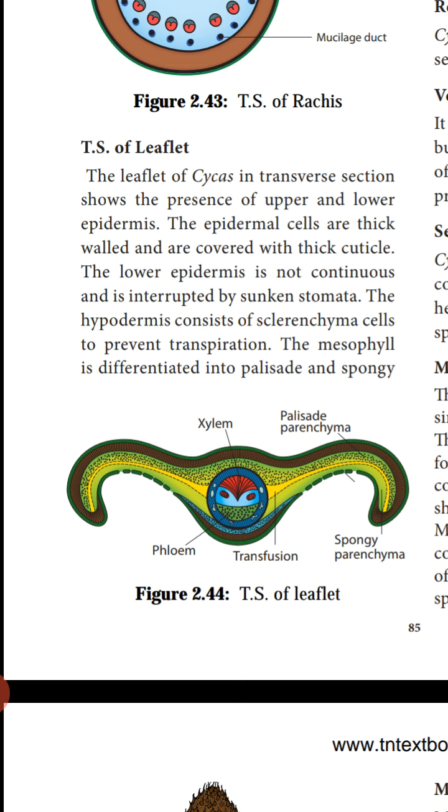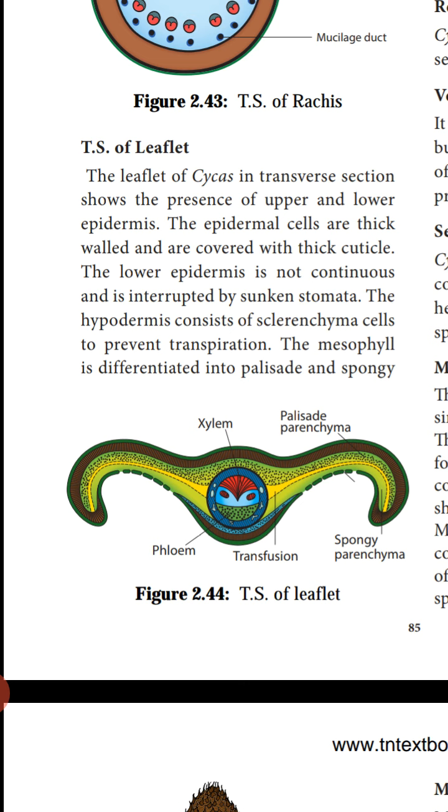Now what is this palisade parenchyma? Palisade parenchyma, they are the elongated cells. They are present below the upper epidermis. These elongated cells are very tightly packed without intercellular space, and they have dense chlorophyll. So the function of this palisade parenchyma is what? They are meant for photosynthesis.